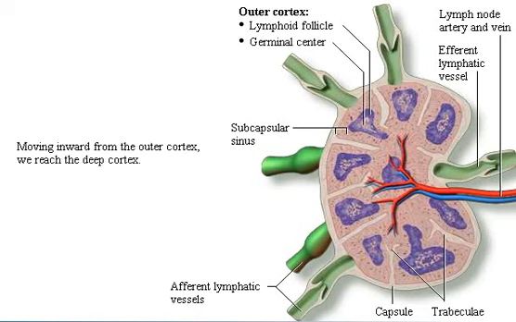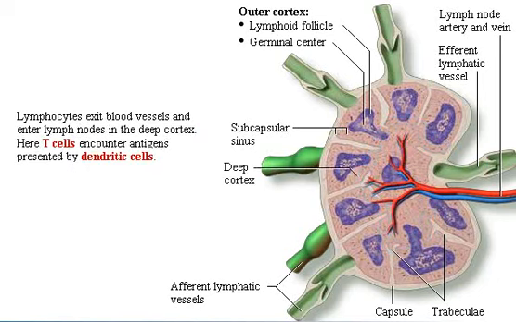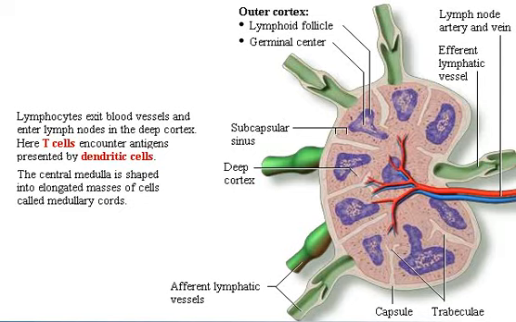Moving inward from the outer cortex, we reach the deep cortex. Click the deep cortex. Lymphocytes exit blood vessels and enter lymph nodes in the deep cortex. Here, T cells encounter antigens presented by dendritic cells. The central area of the node is the medulla. It is shaped into elongated masses of cells called medullary cords, around which lymph flows. Click the medullary cords.